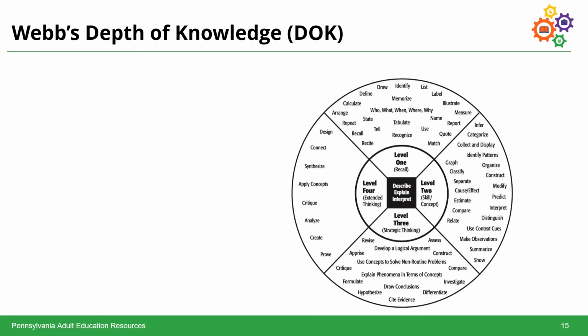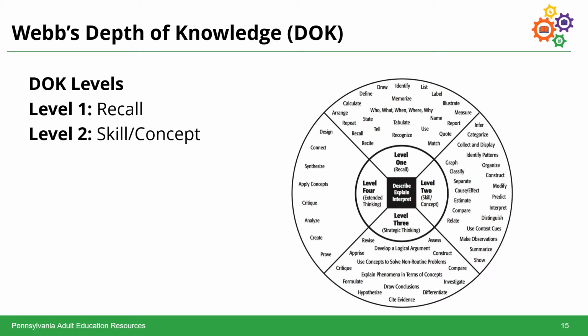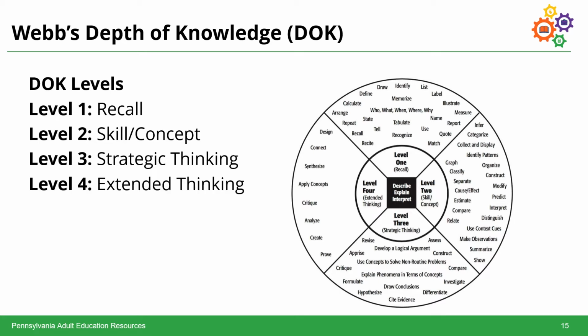Webb's Depth of Knowledge, or DOK, is a framework that can be used to describe the level of cognitive demand. It's a way to categorize the types of tasks that students are asked to complete based upon the thinking skills needed to perform the task. It has 4 levels. Level 1, Recall and Reproduction. Level 2, Skills and Concepts. Level 3, Strategic Thinking. Level 4, Extended Thinking.